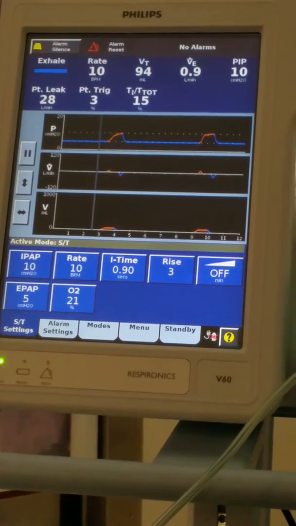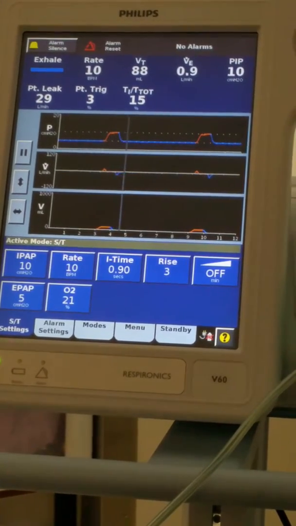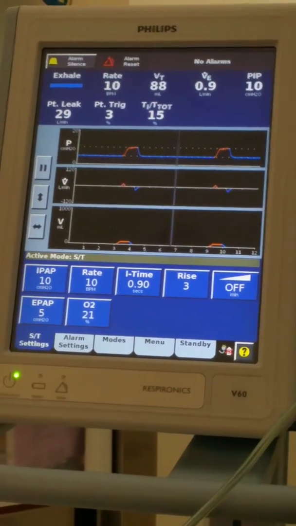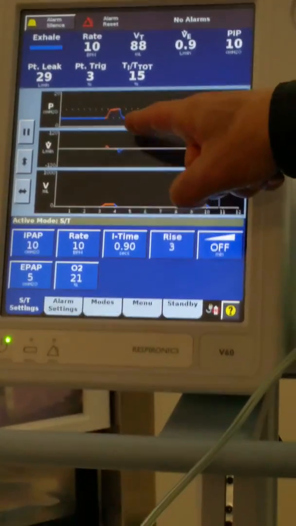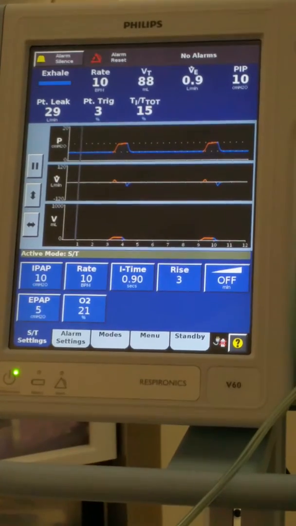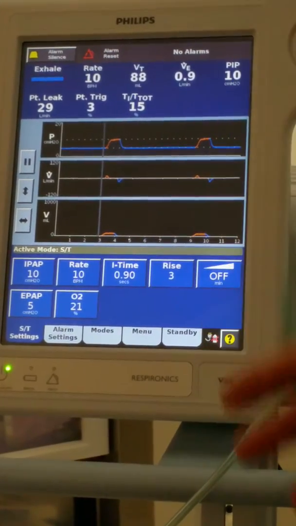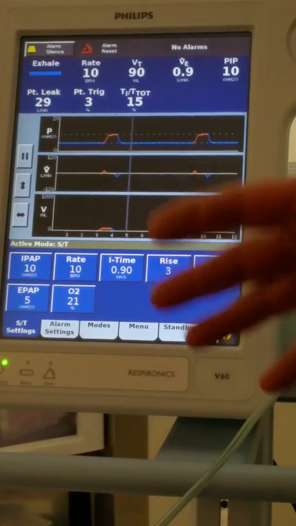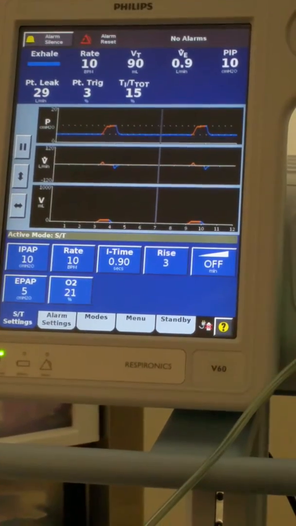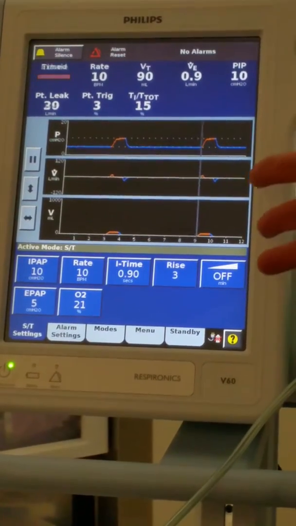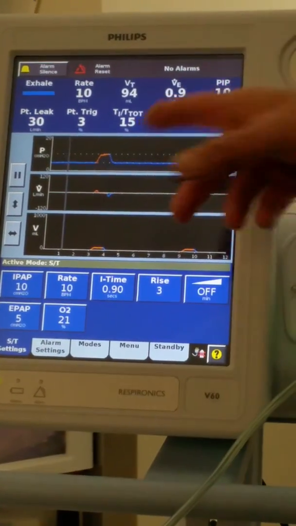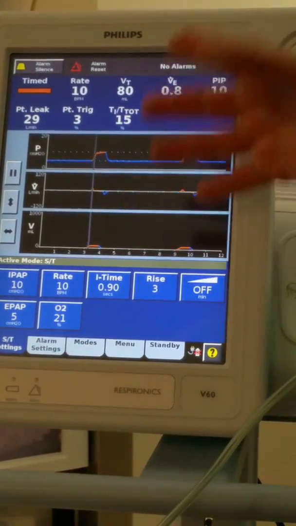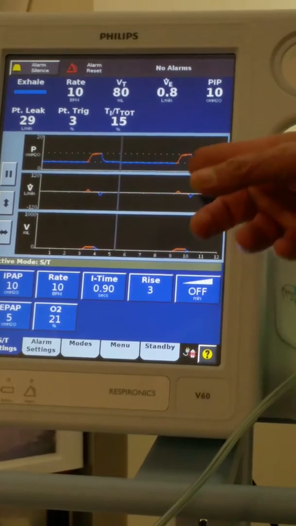Now look at the rise. What did you change? The rise. And the rise changes my pressure curve. Too fast, you get that pressure snap. Too slow, it takes too long. Somewhere in between, you want the pressure to go up in a reasonable amount of time without a pressure snap, but hold that pressure.